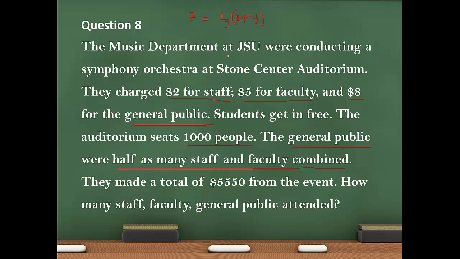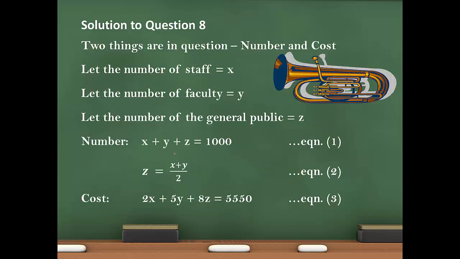Because when they said combined, that means the sum. So that gives you this. And when you do that, you get equation 1, equation 2, and equation 3. Yeah, this is for the number and this is for the cost.